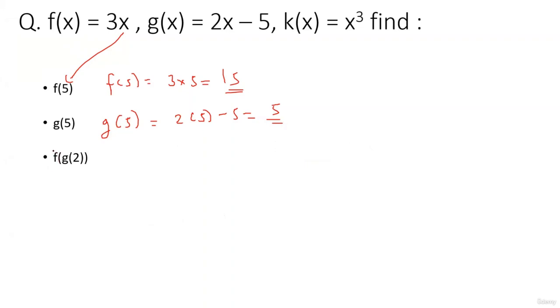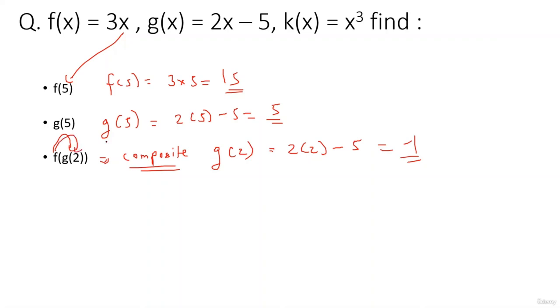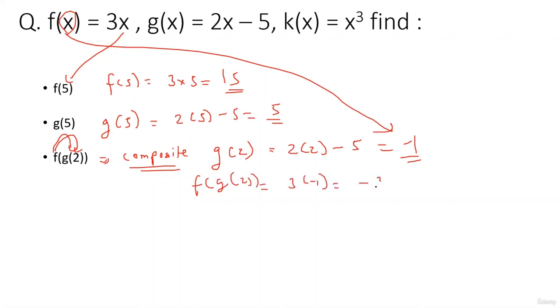Next question is f of g of 2. Now guys, this is called a composite function. It's a function of a function. So the first step is you find out the value of g of 2. What will g of 2 be, guys? 2 into 2 minus 5, 2 twos are 4, minus 5 is minus 1. And now in place of x in f of x, you substitute x equal to minus 1, this value. You will get f of g of 2. So 3 into minus 1 is nothing but minus 3. That's about it, the answer required.